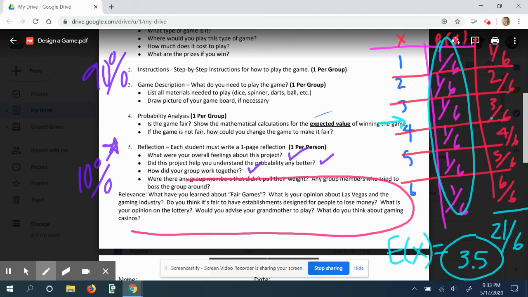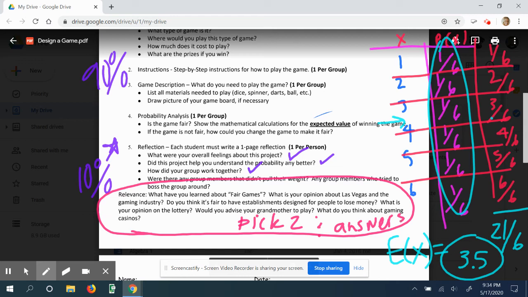Okay. Here's the last part, and this part goes into your reflection as well, okay? It says, what have you learned about fair games? What's your opinion on Las Vegas and the gaming industry? Do you think it's fair to have establishments designed to play for people to lose money? What's your opinion of lottery, and what do you advise? I want you to pick 2 of these and answer them, okay? And they're just opinions, but I want you to pick 2 of those questions there, and I want you to give me what you think, okay?